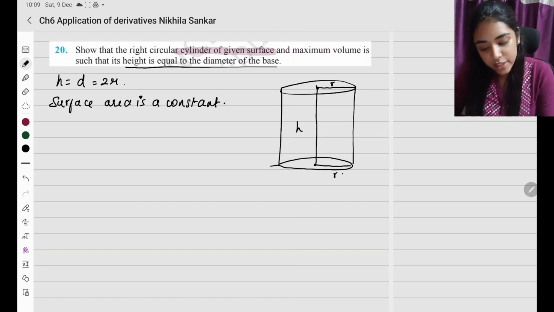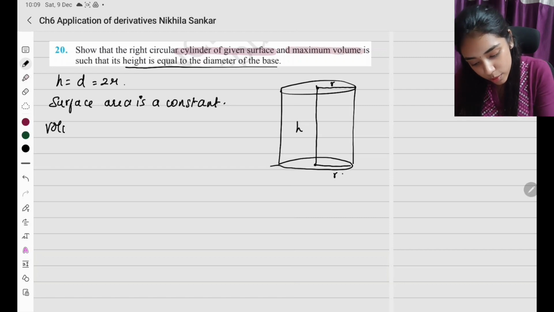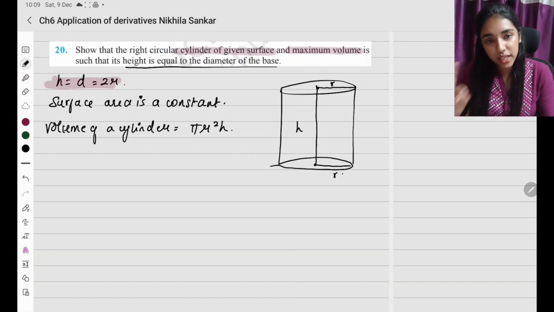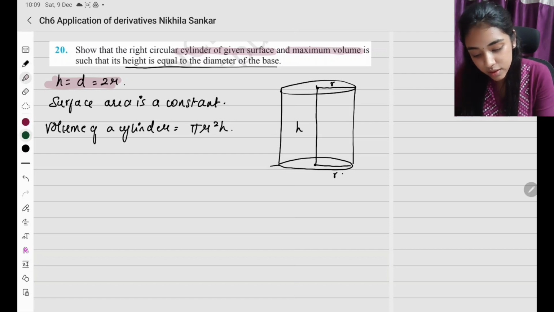Okay. Now I need to find the maximum volume. So maximum volume now, what is the volume of a cylinder? Volume of a cylinder is going to be pi r square h. This you have to prove. So this substitution ku use panna kudade. Substitution ku enna use pannom? What else is given in the question? Surface area is a constant in kuduthirukanga.